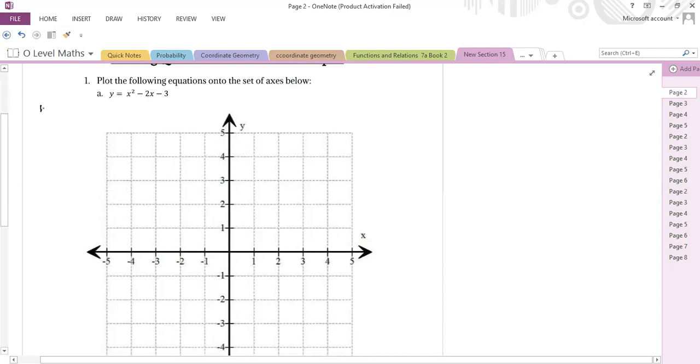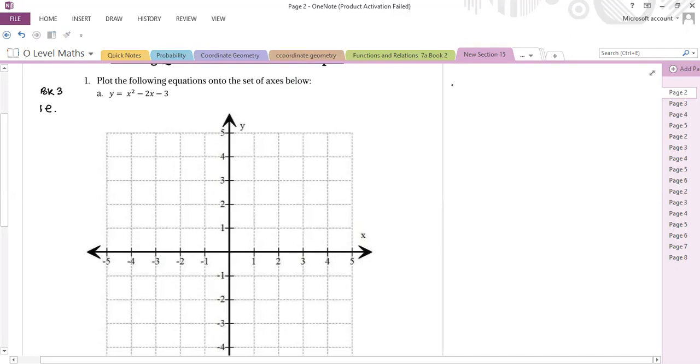As we have been discussing in exercise 1E, book 3, this is the equation, and it says: plot the following equation onto the set of axes below. The equation given is y equals x squared minus 2x minus 3. Now, for a perfect graph to be plotted, we need a few steps to be taken.